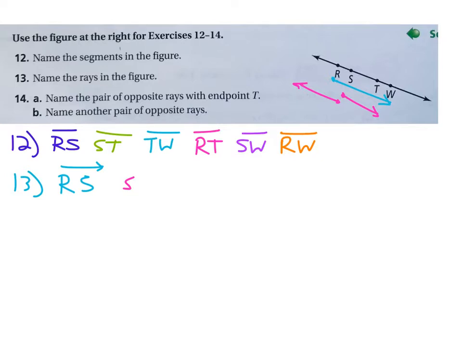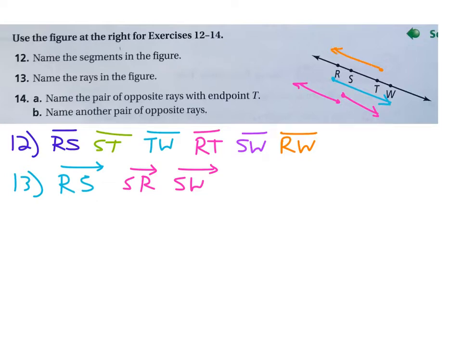So S is the endpoint, and going to the left, we go through R. So SR, that is one ray. And then S going through the next letter, let's say T, or we could say W, it doesn't really matter. Making sure always that since the endpoint is S, that's on the side without an arrow. Okay? And now we can do the same thing with T.